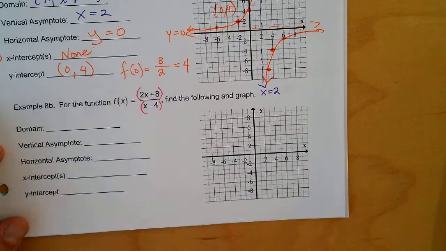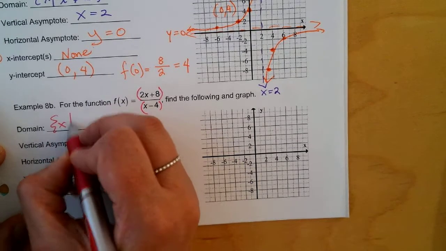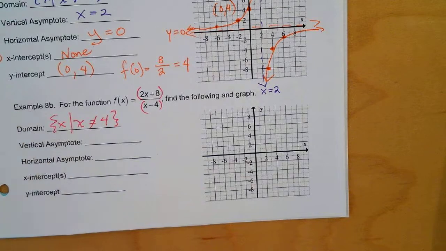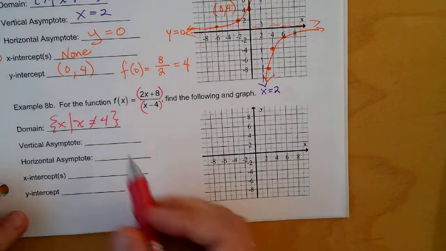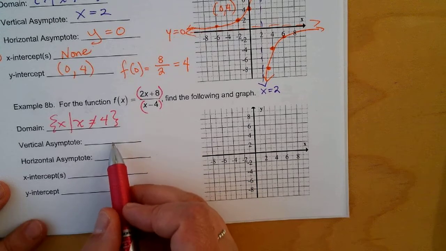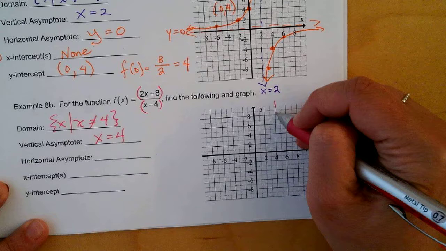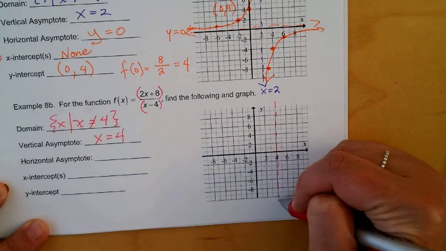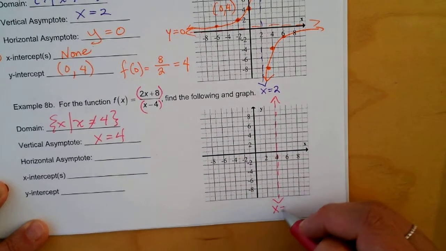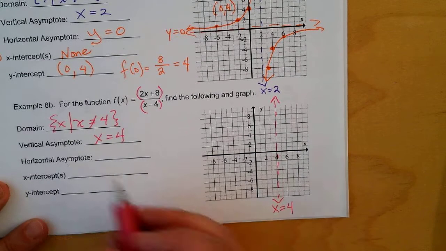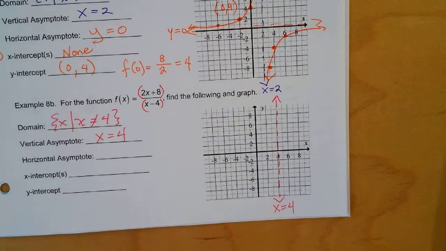What's the domain? Who can tell me? Yeah, x cannot equal 4, right? So the domain is every single number but 4. X cannot equal 4. From the domain, you get your vertical asymptote, which is x equals 4. So we can immediately go over to our graph and say, this is where the graph will not cross at x equals 4.